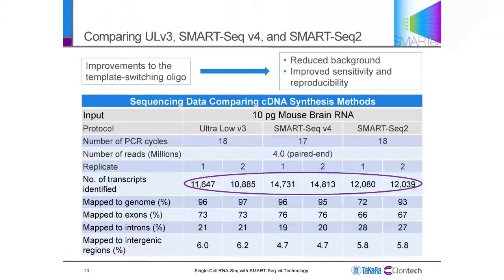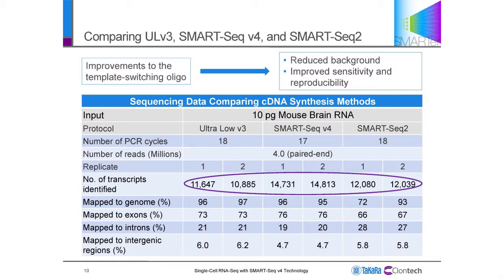So let me go quickly over some sequencing data. What we're looking at here is 3 different cDNA synthesis methods: the ultra-low V3, which was our prior generation kit, the SMART-Seq 2, which used the LNA technology, and then our SMART-Seq V4. And since our goal is to really reduce the technical variability as much as possible, rather than using cells during development, we use a control RNA and we use it at inputs that are approximately equivalent to the amounts found in a single cell. So in this case, I'm showing data from 10 picograms of mouse brain RNA.